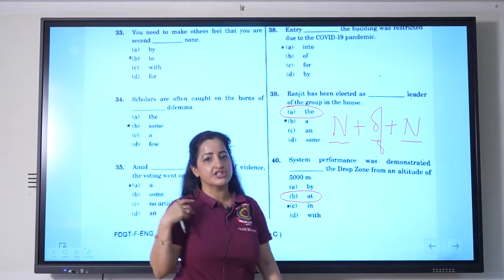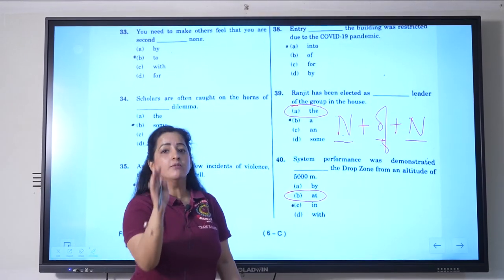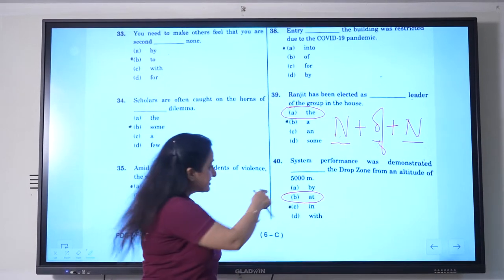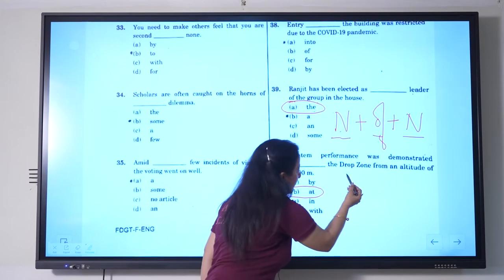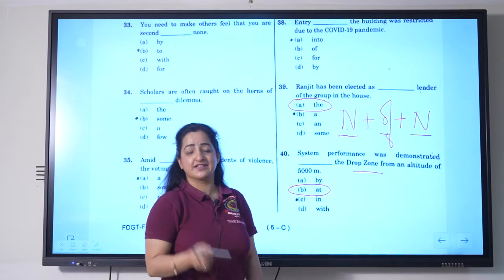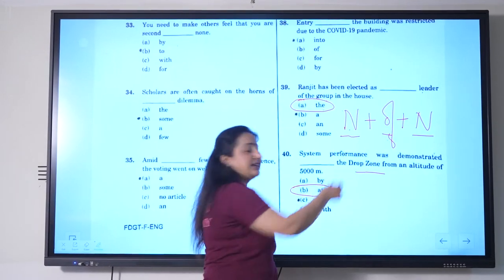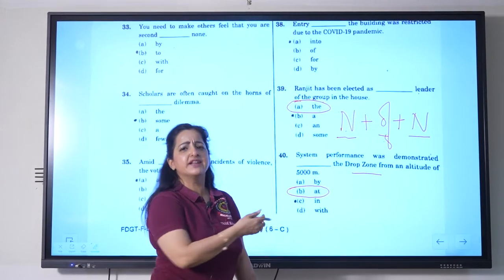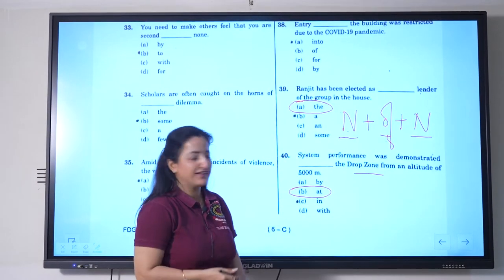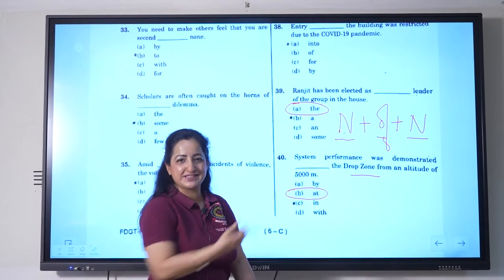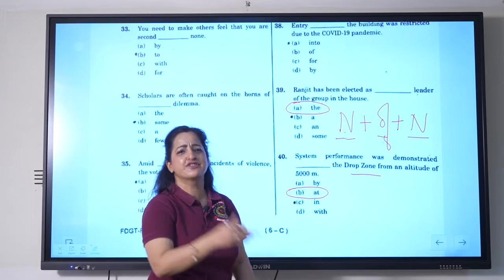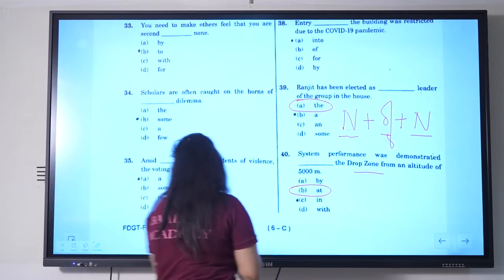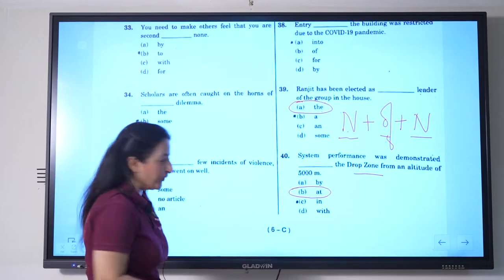Because after demonstrated, we use by also. But if it is a person, it's not a person over here. Watch out, it is a place. So demonstrated at that zone and then from an altitude. By the way, this is a DRDO report, right? So if you read newspapers, this line was just lifted from a DRDO report. Okay, I happen to read it, so I know.